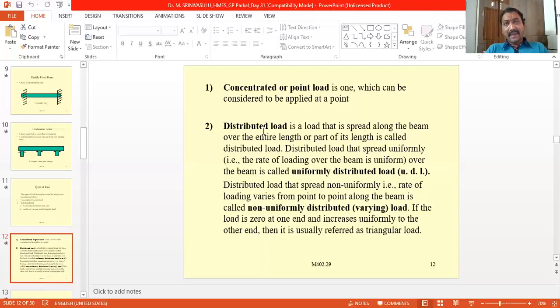And if the magnitude of the force is not equal, and the magnitude of the force is gradually either increasing or decreasing from one point to the other point throughout the length, then it is called the uniformly varying load. And if we take the uniformly varying load, sometimes the load gradually increases from zero value to the maximum value, and in this case the magnitude of the load will be taken as the average value of the load.